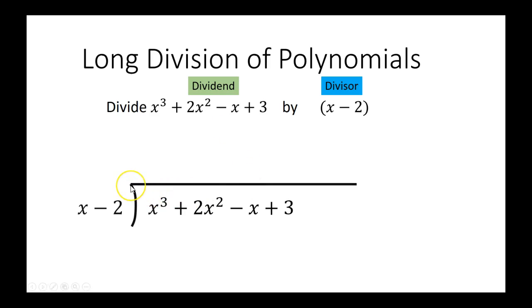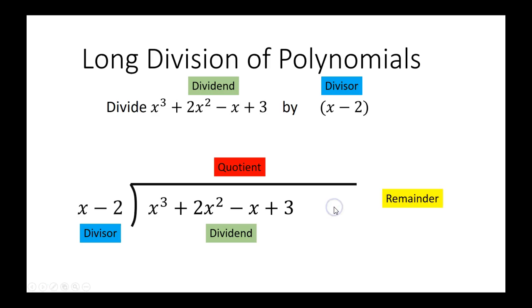We're going to use this long division bar, and we're going to put it into the form you might be familiar with. The dividend goes in here and the divisor goes on the outside. We're going to divide this by this. A couple of things: the result, we're going to get a quotient at the top, that's the answer, plus a remainder.